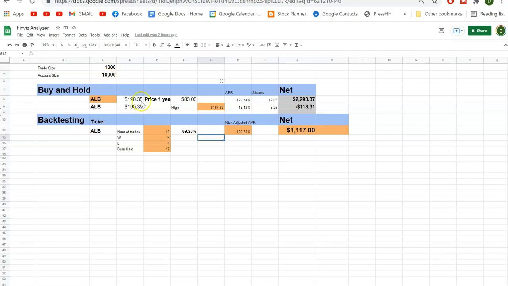Current price, one year ago was 83. If you had seen that, which I can't, I can't predict moves like that, and held it for one year, that's pretty darn good. You would have bought 12 shares and had $2,200, $2,300. FinViz says 160. TipRanks has it at 167. You have a loss. This is last year's, and this is this year's.